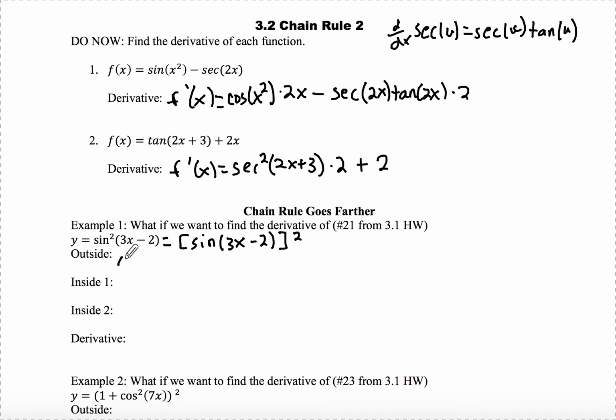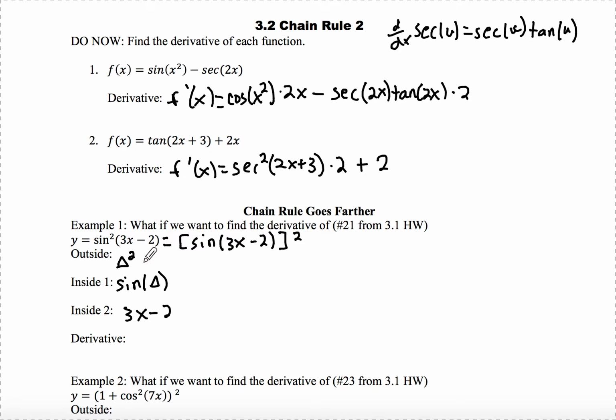So the outside layer is a Dorito squared, a blah squared, something squared. Inside of that, I have a sine of something. And inside of that sine, I have 3x minus 2. Now I can apply my chain rule in situations like this where we have multiple layers. You follow the same pattern though. We start with our outside, and we work our way to the inside, whatever that is, and then work our way through the different layers to the inside.